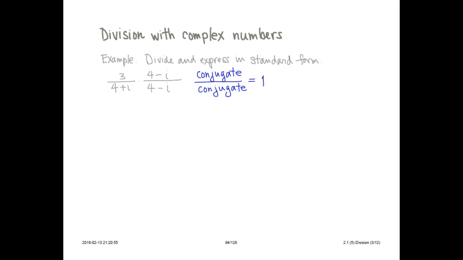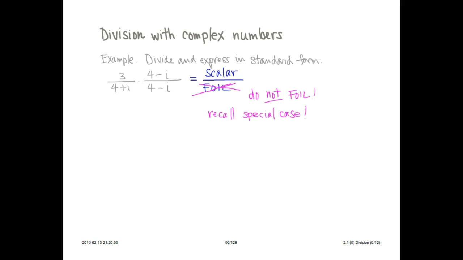There it is. Now, complex number over complex number, it's still same over same, and it's still equal to 1. In the numerator, we have scalar multiplication. In the denominator, we have FOIL multiplication. No, we don't. This is one of our special cases, and we need to treat it as a special case without thinking about it. Foiling would be a real waste of time here.